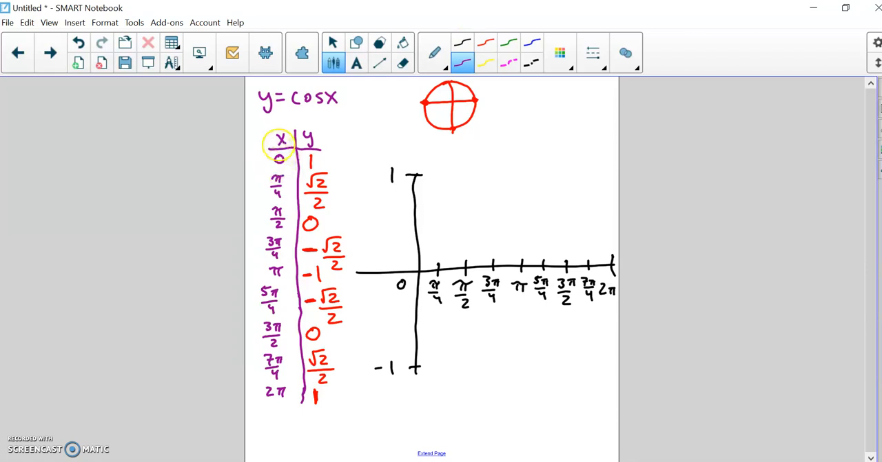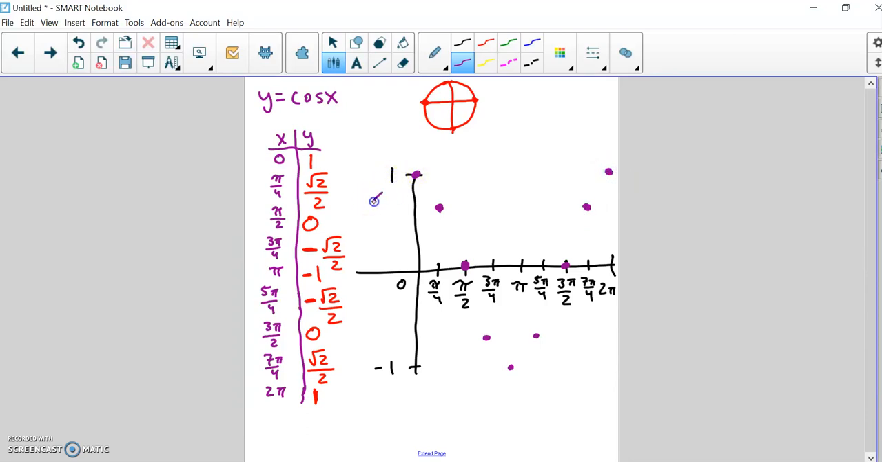So this time, at an x value of 0, our y value is 1. Okay, at pi over 4, we're at root 2 over 2, which as we noted earlier is a little bit bigger than 1/2. Okay, pi over 2, we're at 0. 3 pi over 4, we're at negative root 2 over 2. At pi, we're at -1. Okay, for 5 pi over 4, we're at negative root 2 over 2. 3 pi over 2, we're at 0. 7 pi over 4, we're at root 2 over 2. And then for 2 pi, we're over here at 1.